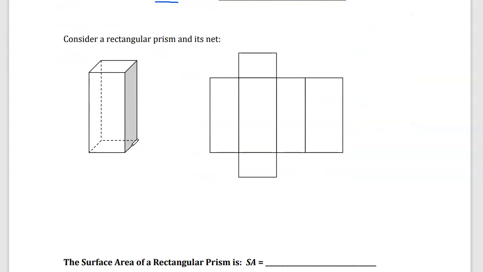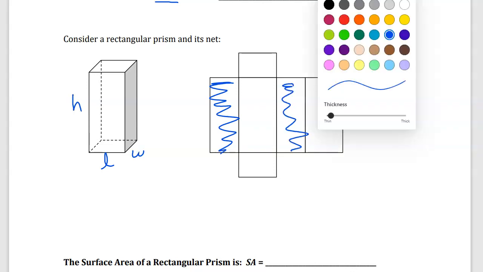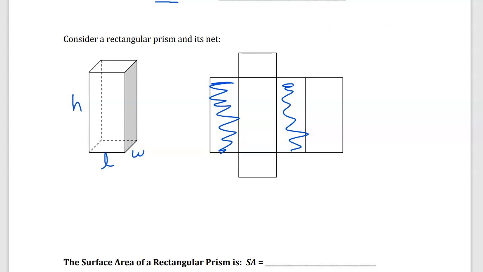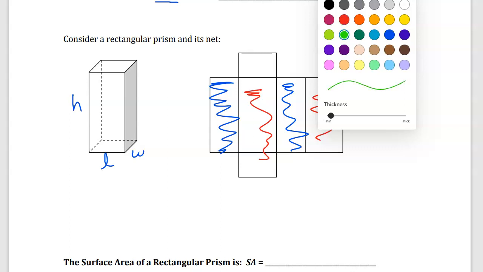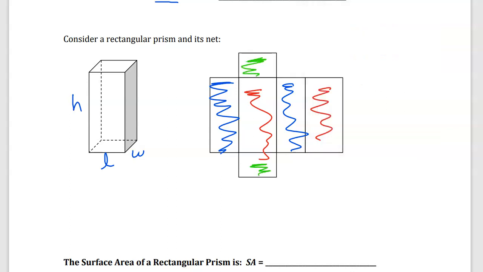Now, if I look at a rectangular prism, I have to be a little bit more careful because I no longer know that each of these sides are the same length. I have what's considered the height, I have the length, and I have the width. Well, these two sides are the same. These two sides are going to be the same because they're opposites of each other. And then these are going to be the same.